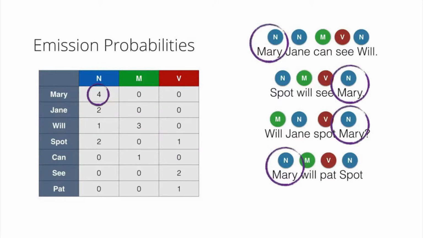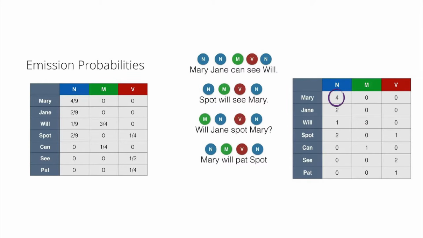So first let's work on emission probabilities. Before doing that, let's create a simple lookup table in which we just plot out how many times Mary was stated as a noun, as a modal verb, or as a verb. And we can see Mary occurred 4 times, and each and every time it was a noun. Then we go for Jane. Jane occurred twice and it was a noun all the time. Will occurred 4 times, but once it was a noun, all the other times it was a modal verb. So we'll go on and do this for each and every unique word: spot, can, see, and pat.